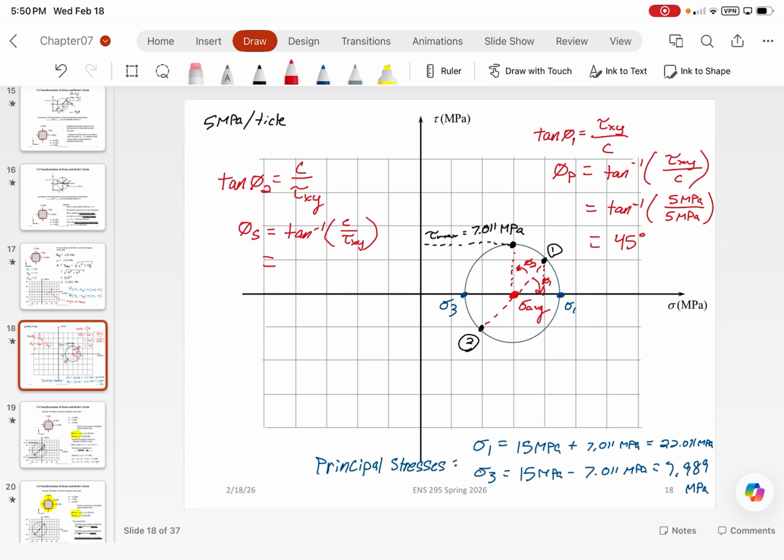which, when you plug that in, should also conveniently give you 45 degrees.